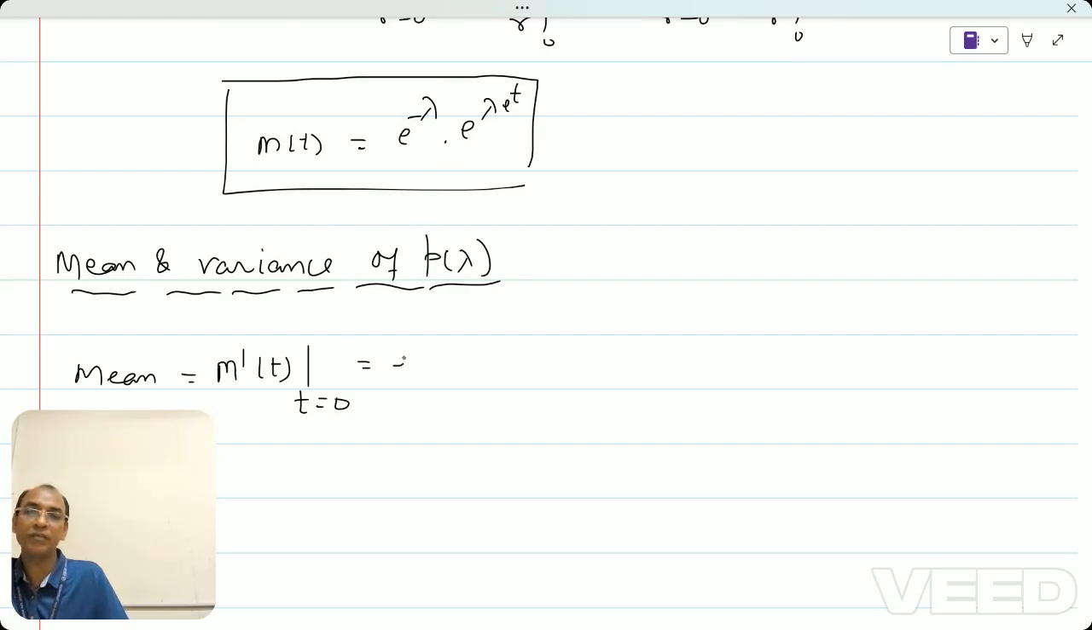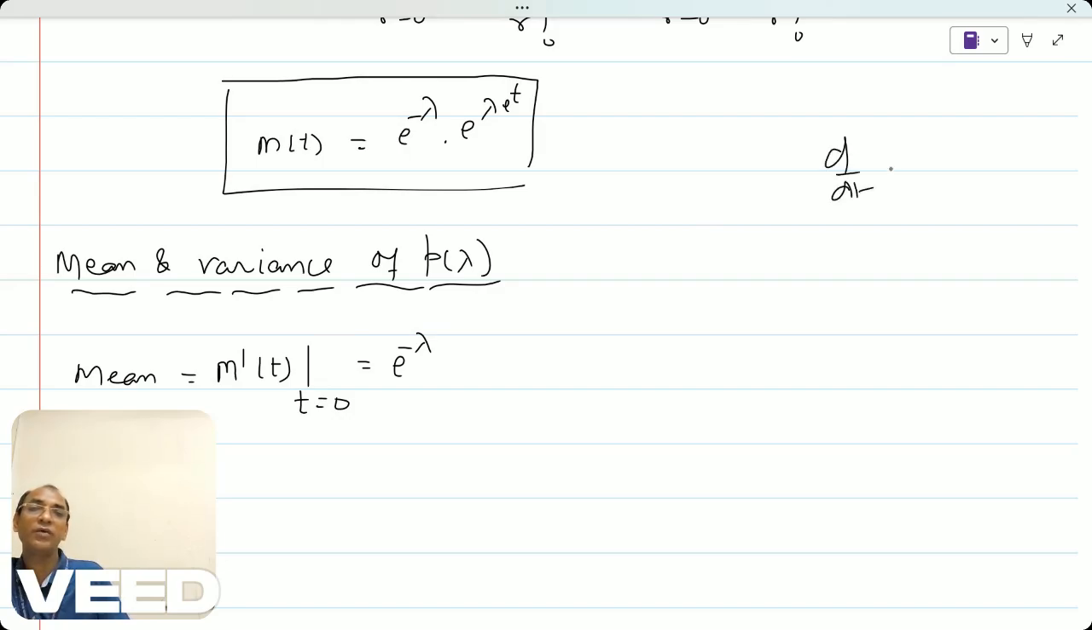So e to the power minus lambda is constant because it is independent of t, then it is equivalent to d by dt of e to the power at. A is nothing but lambda, and in place of t I am having e to the power t. So what is the derivative? That is a into e to the power at.